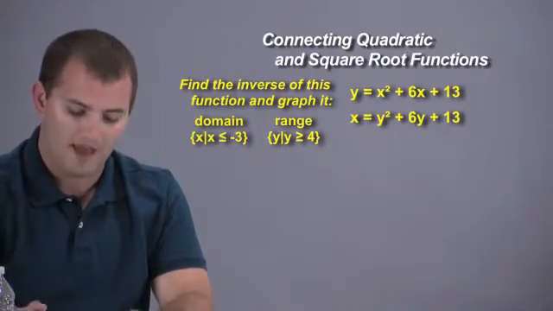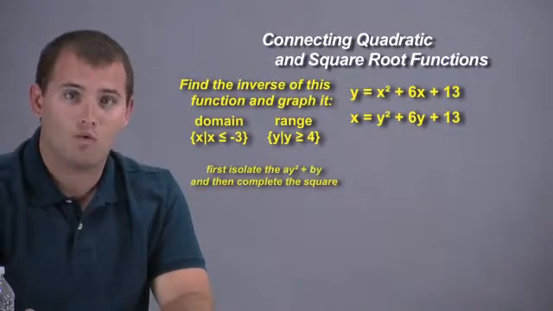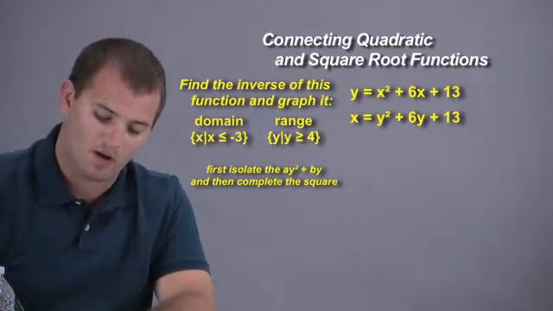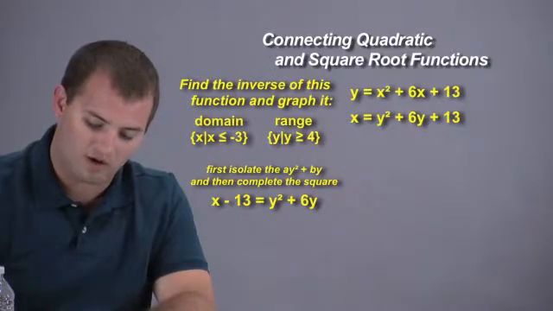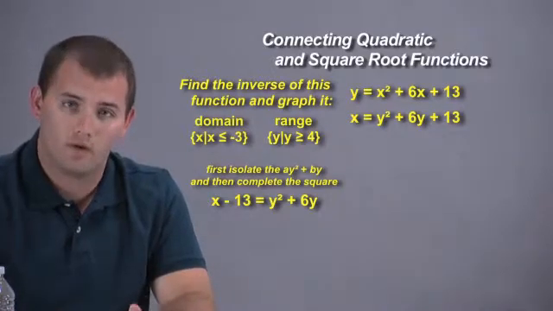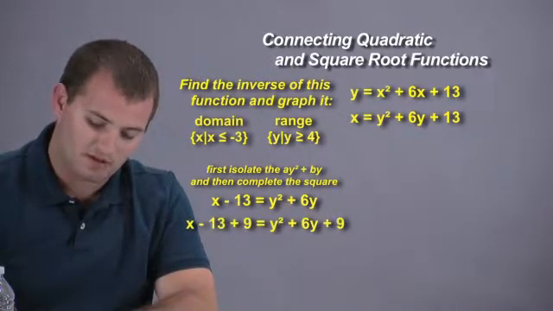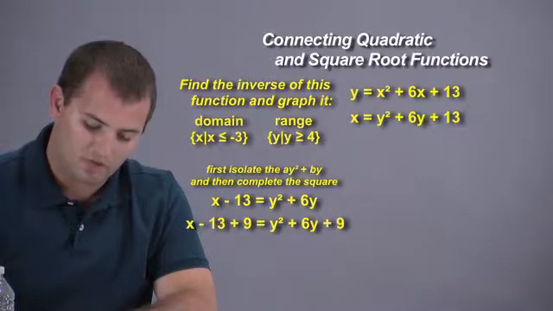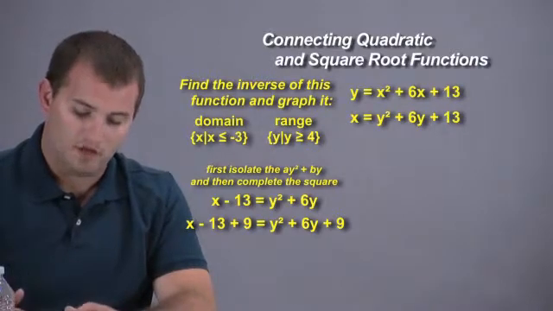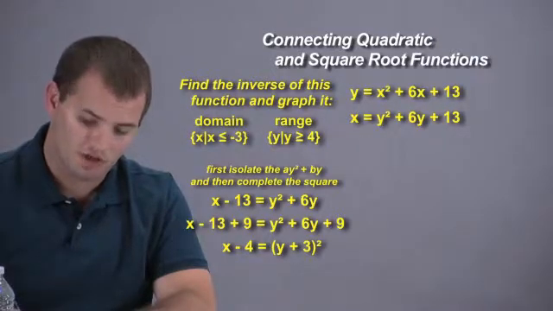Let me show you. We have x is equal to y squared plus 6y plus 13. First, we will isolate the a y squared plus b y, then complete the square. I will do so by subtracting 13 from each side, and I will have x minus 13 is equal to y squared plus 6y. Now we take half the value of b, square it, and add it to both sides of our equation. Half of b here is 3, and 3 squared is 9. So the equation becomes x minus 13 plus 9 is equal to y squared plus 6y plus 9. Now we simplify a bit and complete the square, and by doing so we'll have the equation x minus 4 is equal to the quantity y plus 3 squared.